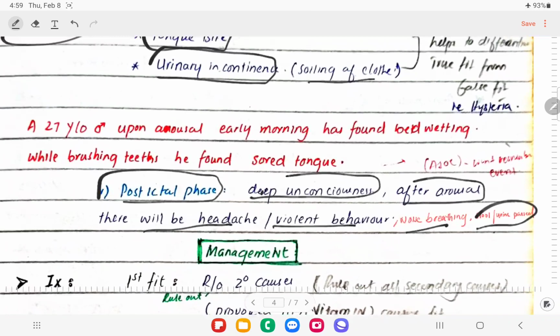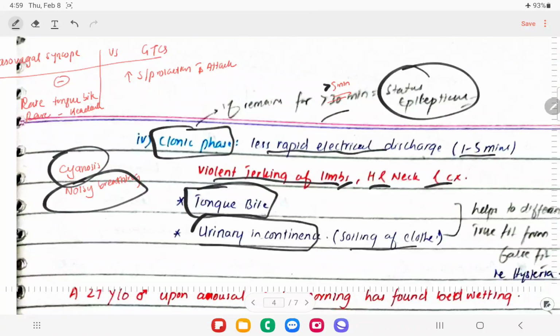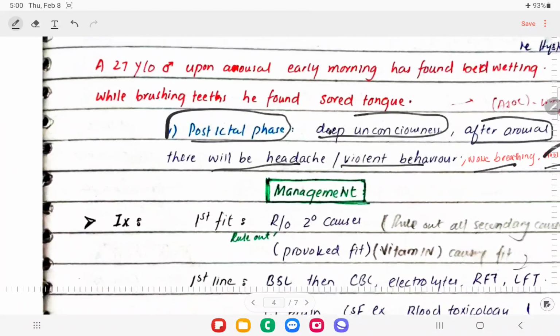Right, so that's all about the types of epilepsy. I'm going to discuss the management part in the next video. So that's all for today.